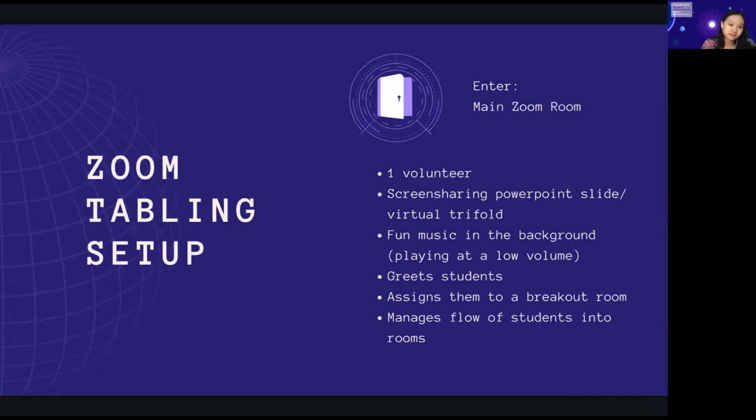So in the main room, there's going to be 1 volunteer. They're going to be screen sharing a PowerPoint slide, which is going to act as a virtual trifold, so that when students enter, they can get information about Circle K at a glance, what we do, who we are, and all that jazz. There's going to be some fun music playing in the background, just so that, you know, we're a fun club. And it'll be playing at a low volume so that we can hear the students and they can hear us. So the volunteer is going to be greeting the students, and they're going to assign them to a breakout room. And they're responsible for managing the flow of students into the rooms, because we don't know how hectic it's going to be. We're given 2 days to table, only 3 hours. So we're expecting it's going to be kind of crazy.